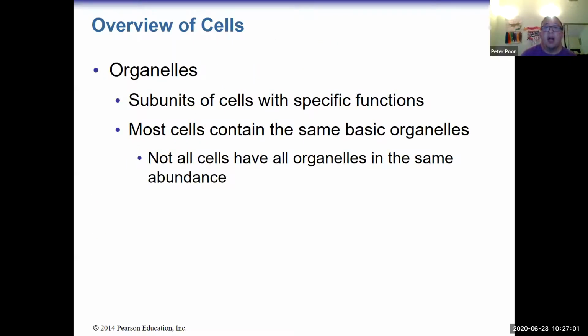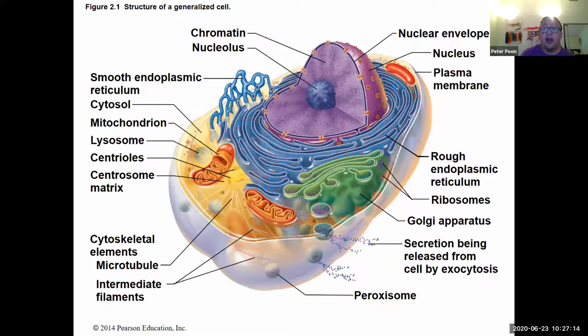Most cells have all these organelles. There are some exceptions to that rule, but we won't really get into that. Most cells have all these organelles, but in different numbers. For example, cells that need a lot of energy, like muscle cells that constantly twitch, will have a lot of mitochondria.